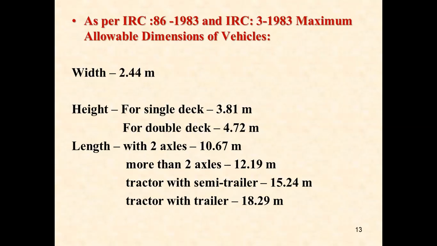The maximum length of the vehicle is 18.29 meters with the heavy trucks. Similarly, the maximum height of the vehicle is 4.72 meters, and the maximum width of the vehicle is 2.44 meters. We are taking these guidelines from the Indian Roads Congress specifications for road vehicles. Based on that, we are going to design the width of the road, or the width of the pavement, or the width of the carriageway.